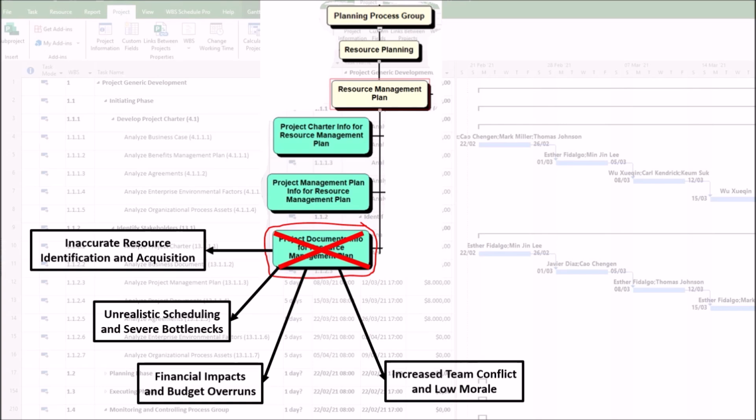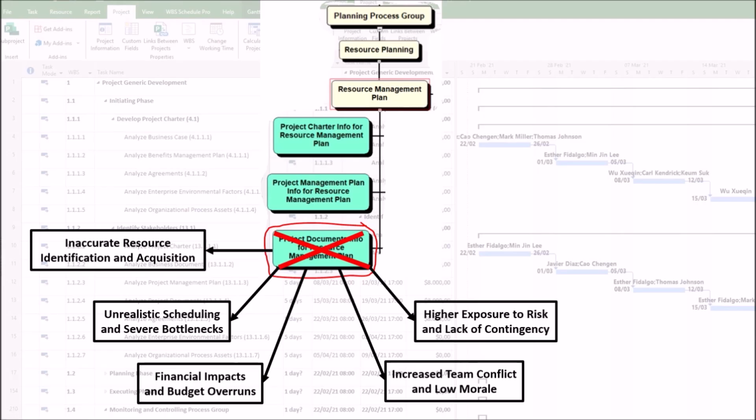Second, poor stakeholder register analysis. Not identifying key influencers, like functional managers who control resource assignments, leads to political battles and an inability to secure the promised resources. The team is constantly waiting for people who never arrive.